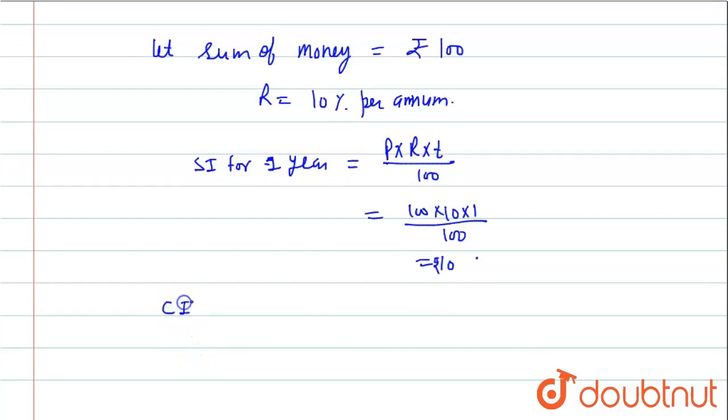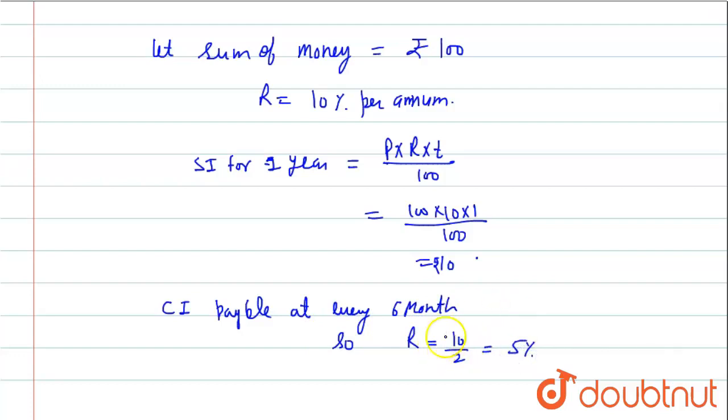Now compound interest payable at every 6 months. So the rate of interest will be half. So this will be equal to 5% if compound interest is payable every 6 months. So the rate of interest will be half.